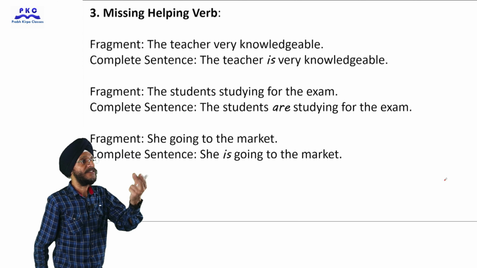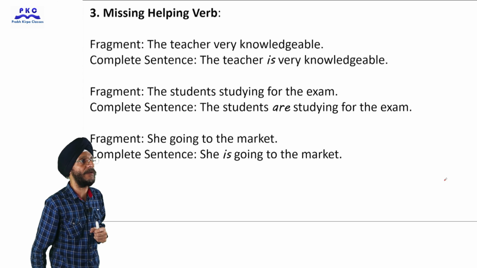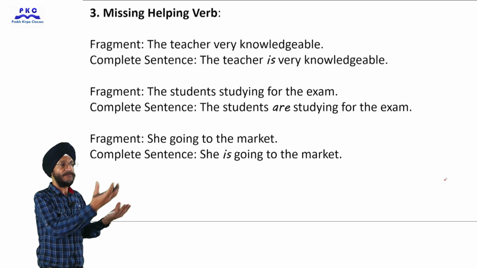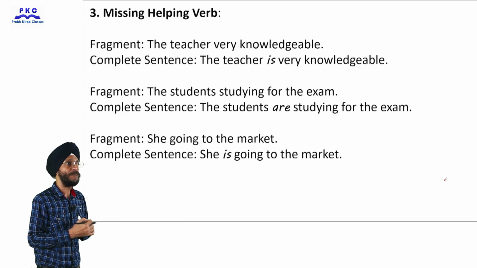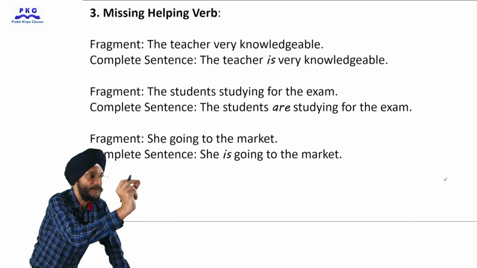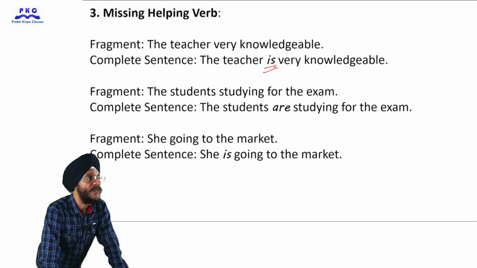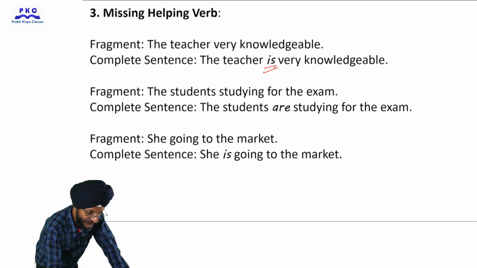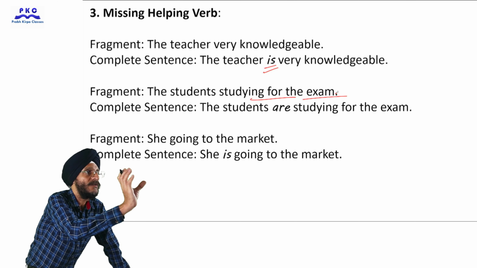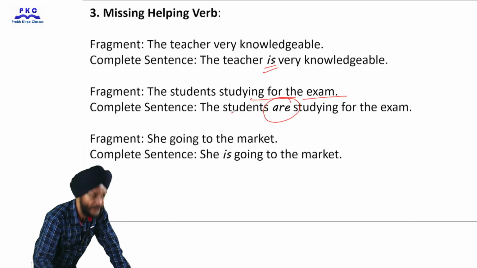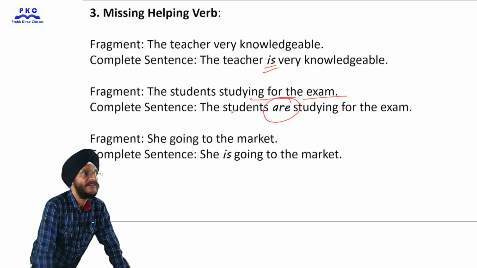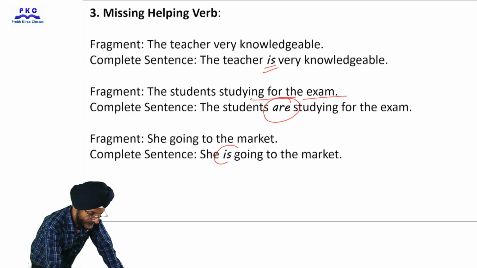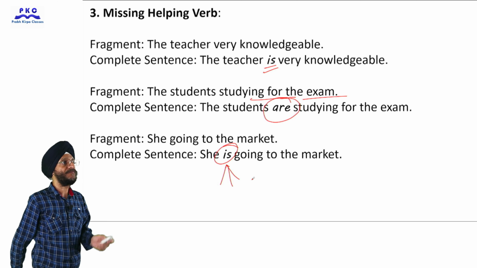It may be possible that sometimes a helping verb is missing in a sentence fragment. "The teacher very knowledgeable." There must be some is, am, are. A helping verb should be there. Here teacher is singular, so we will be using is: "The teacher is very knowledgeable" to complete the sentence. "The students studying the exam." The students are plural, so we will be using are, a helping verb, to complete the sentence. "She going to the market." She is singular. We will be using is. It is a helping verb to complete the sentence.